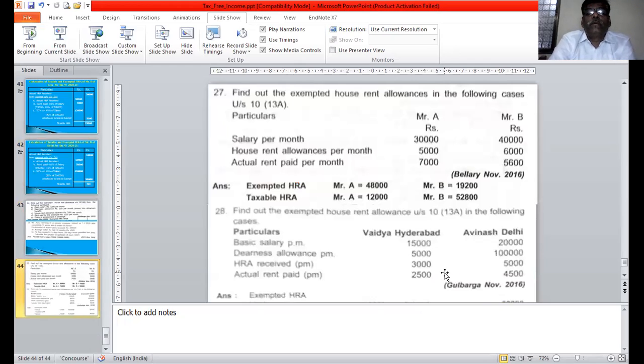Okay, these are the examples based on HRA. You solve these problems tomorrow in the classroom. If there are any problems, you ask me. I will come to college tomorrow.